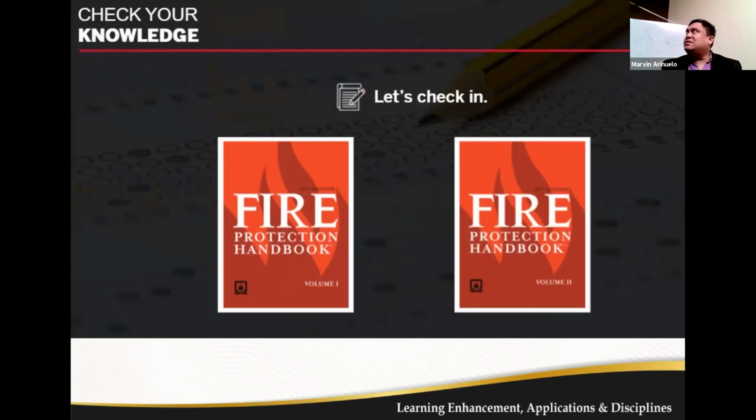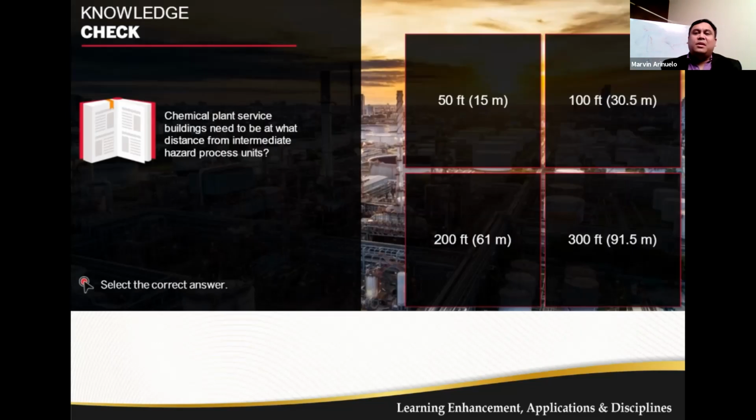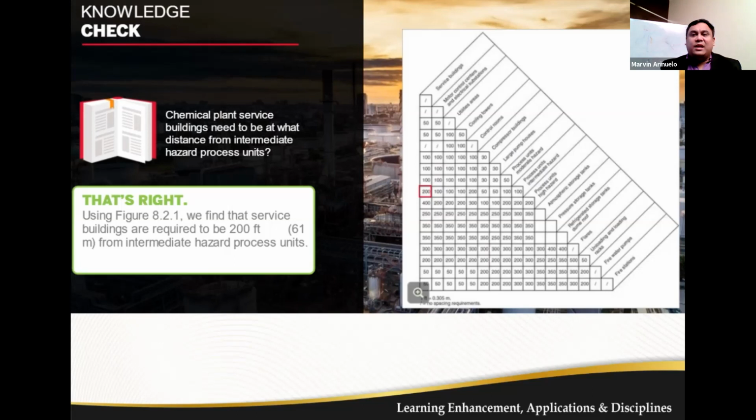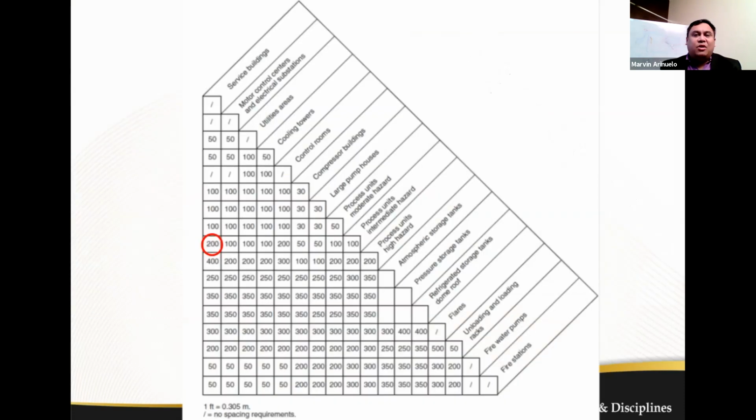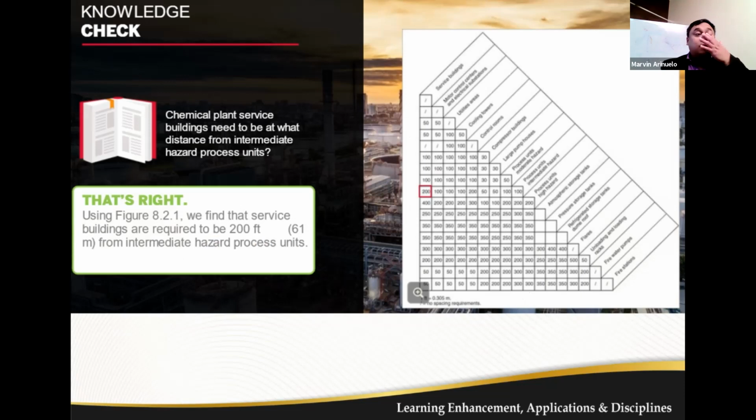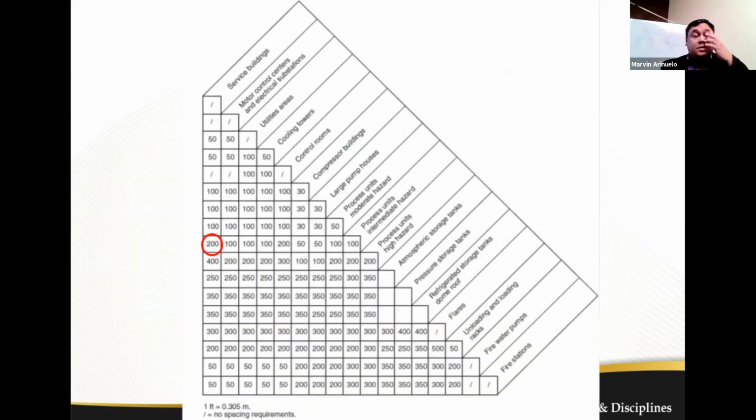Let us again discuss some questions. Chemical plant service building needs to be at what distance from intermediate hazard process unit? So again, if we go to the same table, 8.2.1, okay, we will get the right answer. The right answer is 200 feet, or how many meters? No? 61 meters. Okay, 61 meters. Yes. Okay. Yeah. I know by meter, but I don't know what feet.